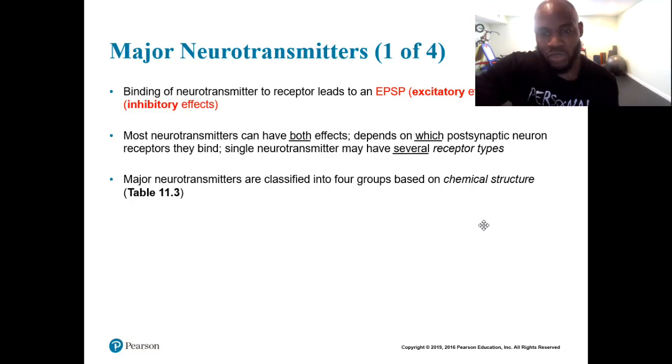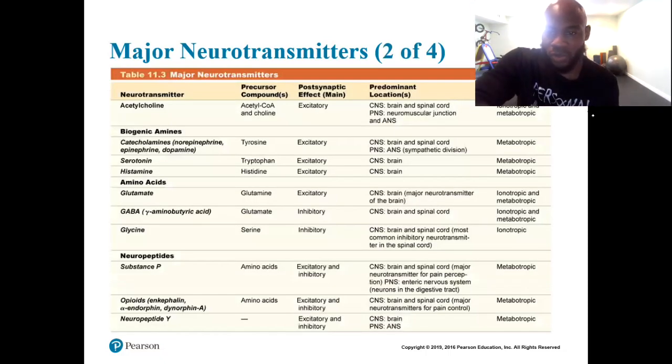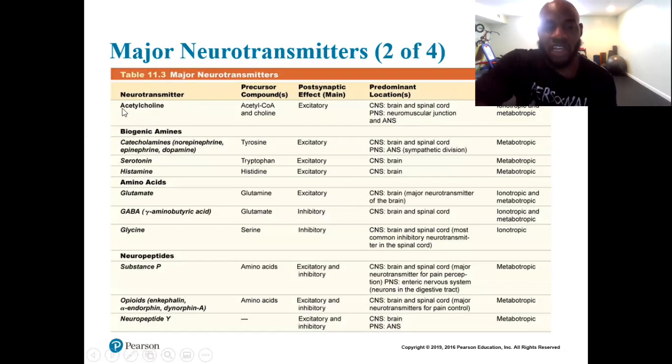Major neurotransmitters are classified into 4 groups based on their structure. Now some of these we'll talk about in a lot more detail than others. Acetylcholine is one you're gonna hear about a lot. CNS, PNS, brain, spinal cord, muscles. We'll talk about that as we continue on in the nervous system. As we talk about the muscular system, we'll definitely see acetylcholine, but you'll see some of these other ones too. Serotonin is one you've probably heard of. Histamine is very much related to allergic responses. Opioids. Obviously that has played a major role in our news in the last, I would say, 10 years, especially in Philadelphia.